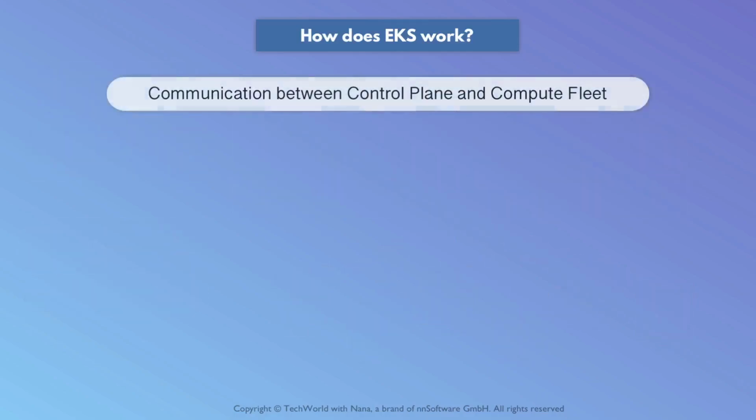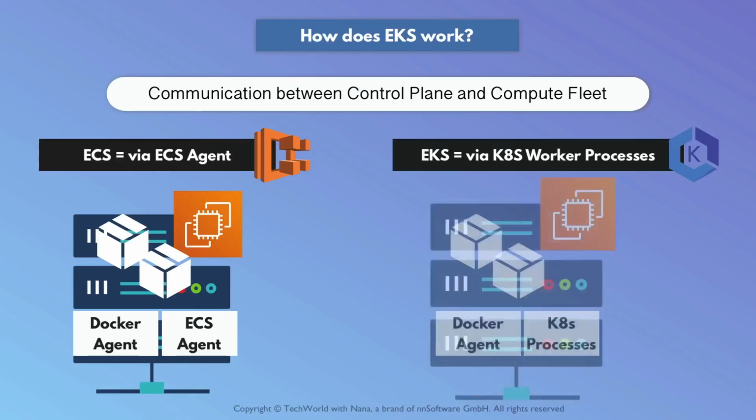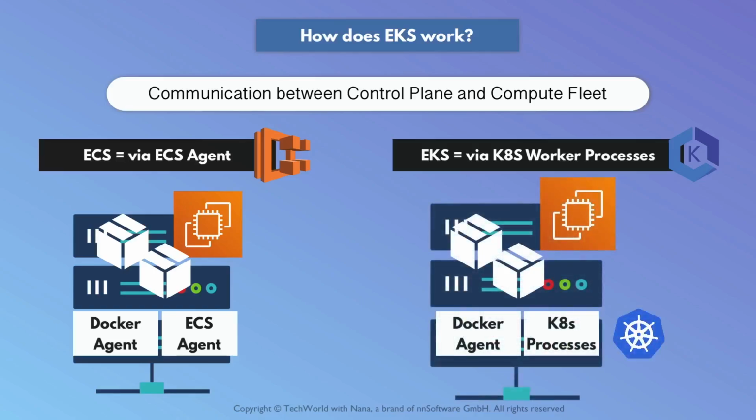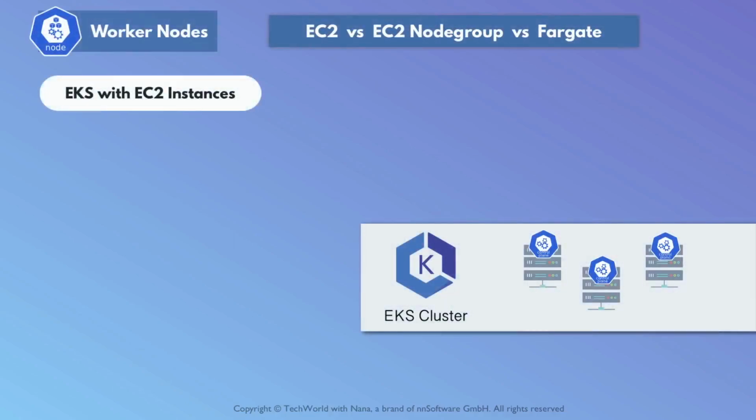In the example of ECS, we saw that these EC2 instances, this compute fleet, each server had the ECS agent installed. This way, the control plane could communicate with the individual nodes. In this case, we're in the Kubernetes world, so worker nodes will have Kubernetes processes. So this way, the control plane can communicate with worker nodes just like they do on any platform, right? It's not specific to AWS in this case. So you have the worker nodes made out of EC2 instances that are connected to the EKS cluster.